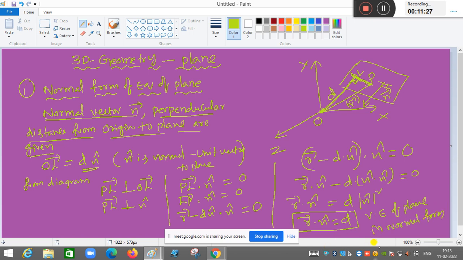See, what is D? D is the distance from the origin to the plane. N cap is a unit vector perpendicular to the plane, or normal unit vector. N cap is a normal unit vector.